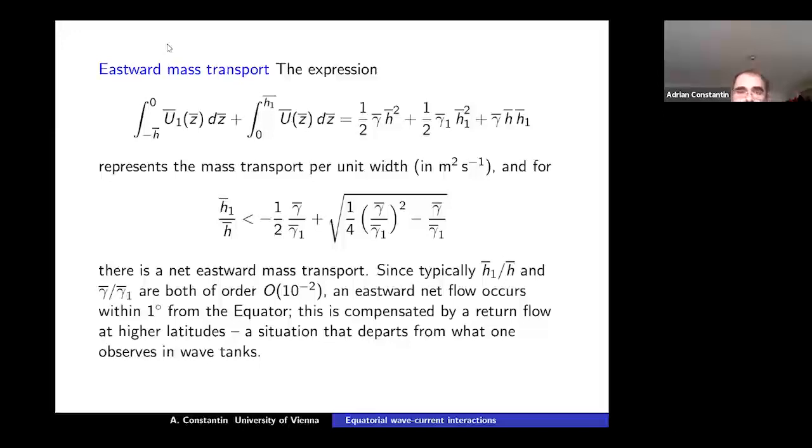Why? Well, if you look at mass transport, so you just compute the averages, one will notice that there is an eastward mass transport. This is a little bit unusual in the context of fluids, because if you make experiments in a wave tank, what you will observe, if you have mass transport by the waves, is an undertow, a contrary mass flow at the bottom. This is not the case here.